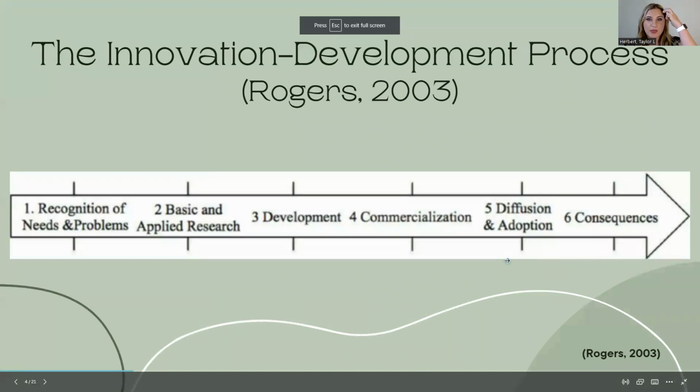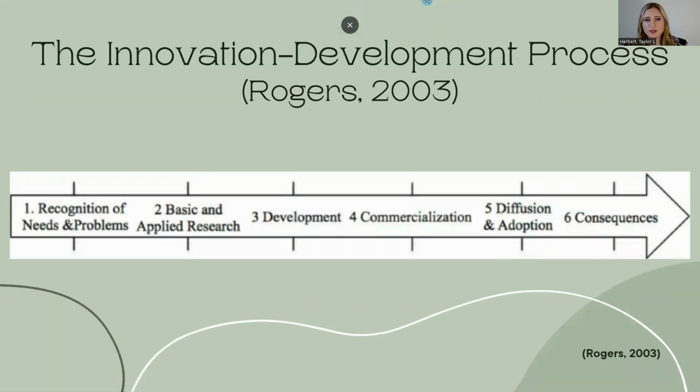Perfect. So now that we are all on the same page with the diffusion of innovation theory, we can move on to the innovation development process and what all of that entails. So the innovation development process is a process that was devised by Rogers in 2003 and his earlier editions as well, in the book Diffusion of Innovations. So it is 6 steps. You can see this image on the slide, 1 through 6.